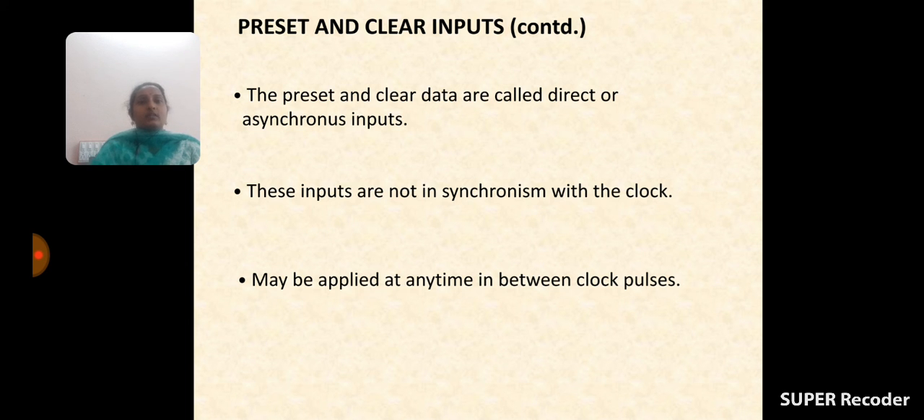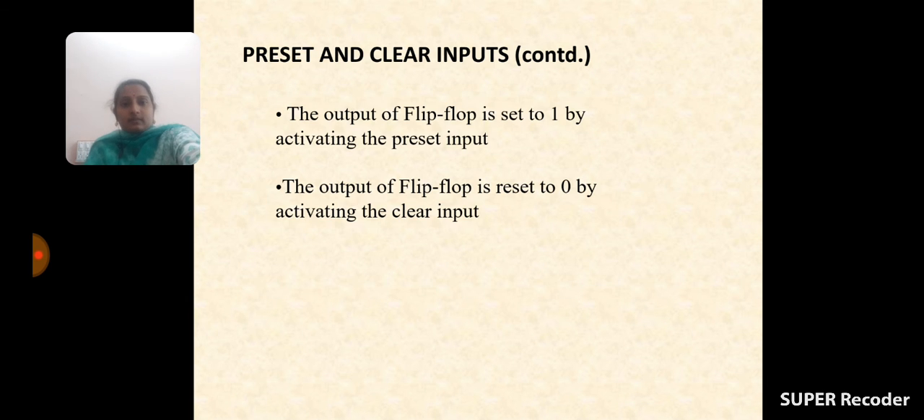Why are these called asynchronous? By the application of these inputs, the output is directly changed irrespective of the clock pulse. That's why these are called asynchronous. These inputs are never synchronized with the clock pulse, meaning even though the clock pulse is present or not present, they produce the outputs. Of course, in the presence of these inputs, the clock pulse may be present, but don't bother about the clock pulse.